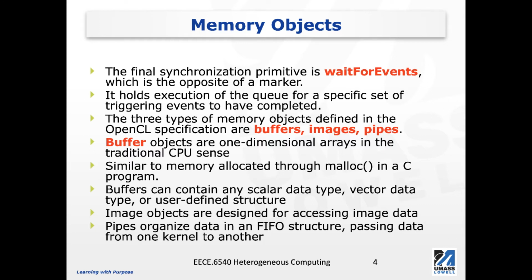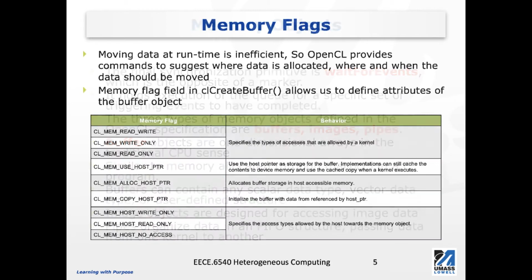Buffers can contain any scalar type data, vector data, or user-defined structures. Images are dedicated buffers designed for accessing image data. So the data in the image objects follows a specific format so that image-related operations can be performed very efficiently. Pipes are used to organize data in a first-in, first-out FIFO structure. We can pass data from one kernel to another kernel. But again, in today's lecture, we're going to talk about buffers exclusively.